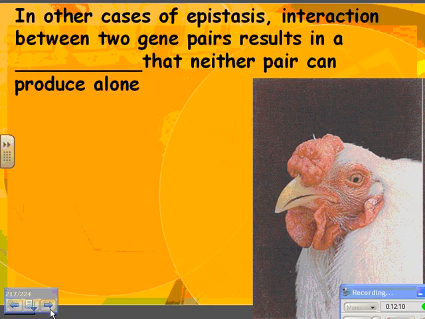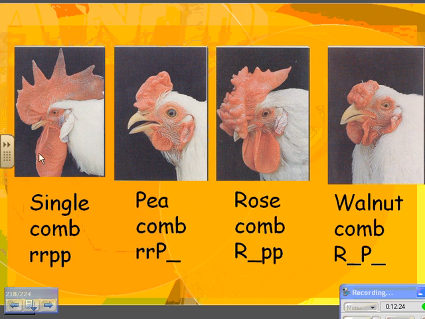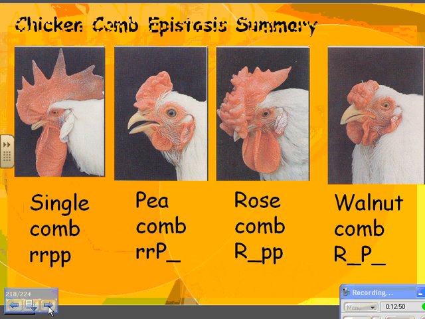Okay, here's another example in chickens. In other cases of epistasis, interaction between the 2 gene pairs results in a phenotype that neither pair can produce alone. This has to do with their combs. A single comb is little r, little r, little p, little p. A pea comb looks like this, and it's at least one big P with little r's. And then this kind of funny looking one has a big R with either another big R or a little r, and little p's. And then if you have big R and big P, you get this walnut comb. So you get this unexpected different result. It's not that one is telling the other one not to happen, it's that you get this brand new thing happening.